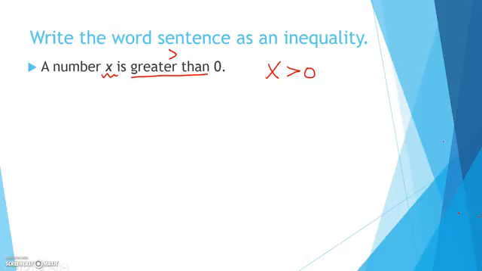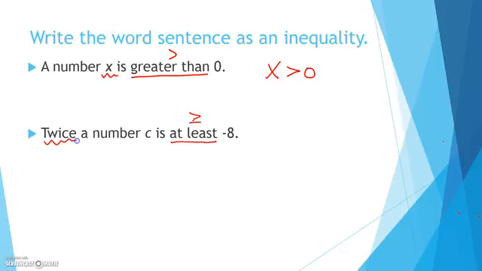Our next problem says twice a number c is at least -8. So here I think at least. And when I hear at least, I think, well, that's the minimum. But it could be -8. So at least I think greater than or equal to. Twice a number c. Now that also tells us an operation and what we're doing in that operation. So twice is multiplying by 2. So we're going to twice c, or multiply c by 2. So I'm going to put 2c is at least, which is greater than or equal to -8.